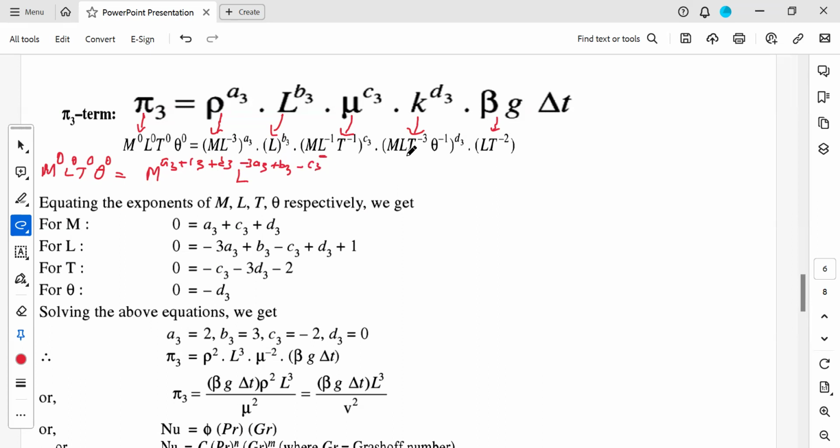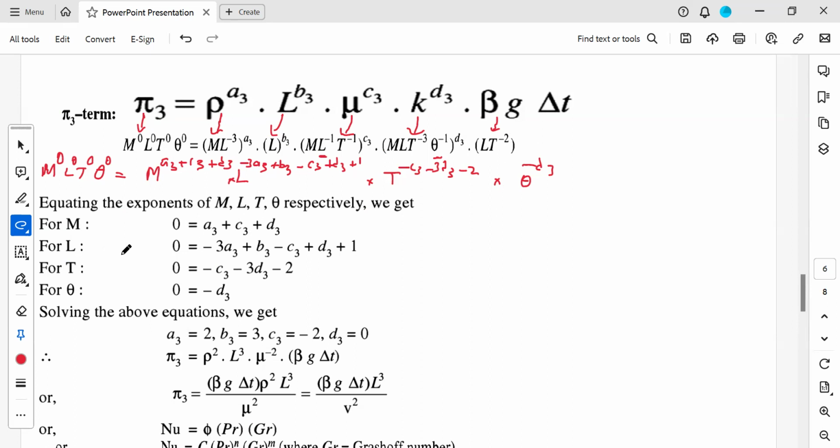Next, for the fourth term you will get plus d3, and the fifth term you will get plus 1 into d powers, t powers here. Third term you will get minus c3, and the fourth term you will get minus 3d3, and it is minus 2. Lastly, theta is available only in the fourth term, therefore you will get theta power minus d3. Now equate the powers of m, you will get the equation as 0 is equal to a3 plus c3 plus d3.